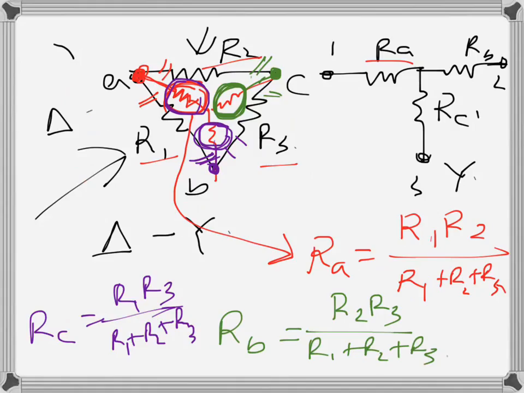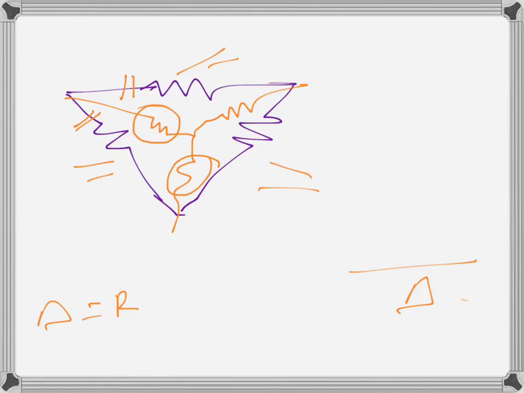In this case, with the R1, R2, R3 thing, R1 plus R2 plus R3 is always coming in the denominator, and RA is becoming the product of these two. This one is becoming the product of this one and this one, like that. So that's very simple, and this is the delta to Y transformation. I will do the Y to delta transformation in the next one. Sometimes we need that as well, so we need to know the formula.